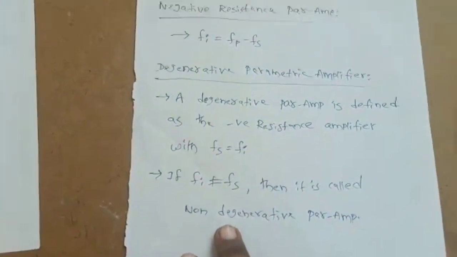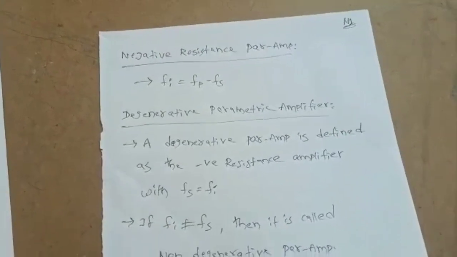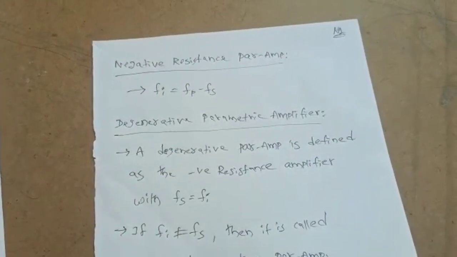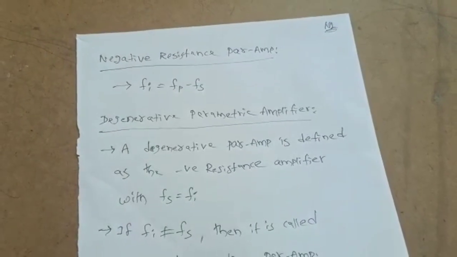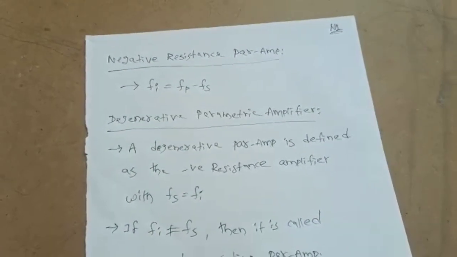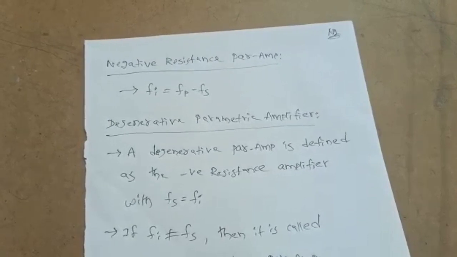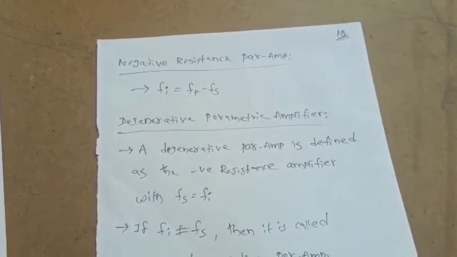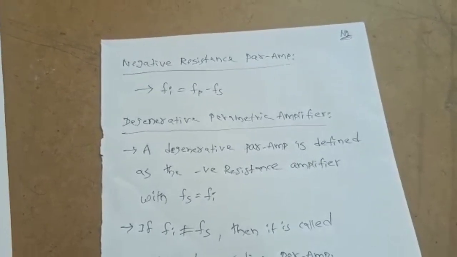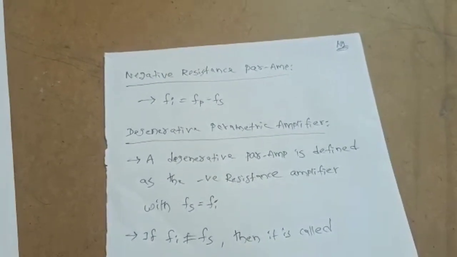Apart from these two modes, some other type of parametric amplifier is there, that is called negative resistance parametric amplifier. In the negative resistance parametric amplifier, Fi is equal to Fp minus Fs. So make a note of it. Here Fi is nothing but the output frequency.